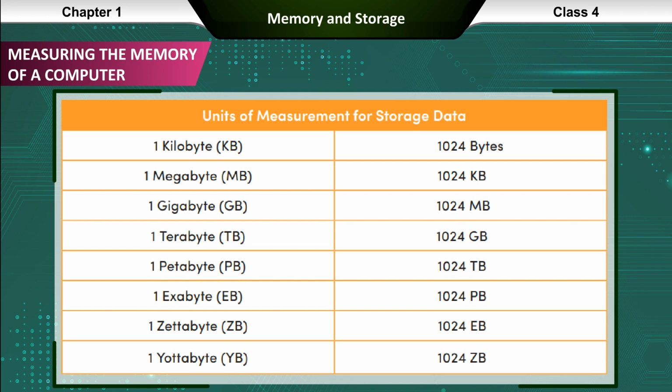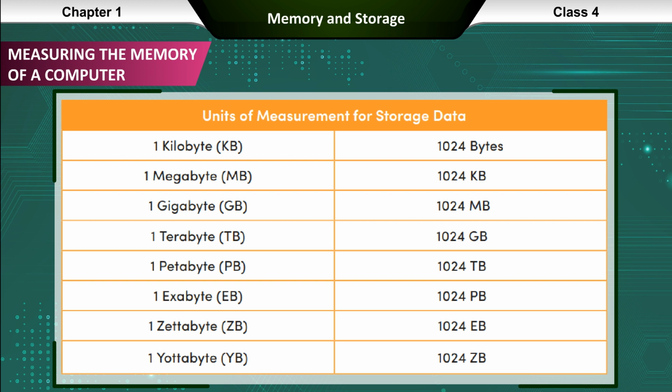Units of measurement for storage data. 1 kilobyte is equal to 1024 bytes. 1 megabyte is equal to 1024 kilobytes. 1 gigabyte is equal to 1024 megabytes. 1 terabyte is equal to 1024 gigabytes.